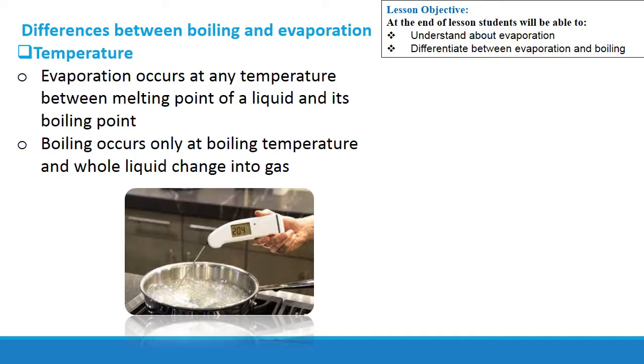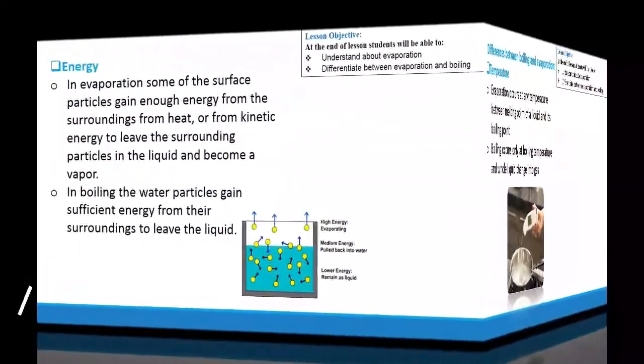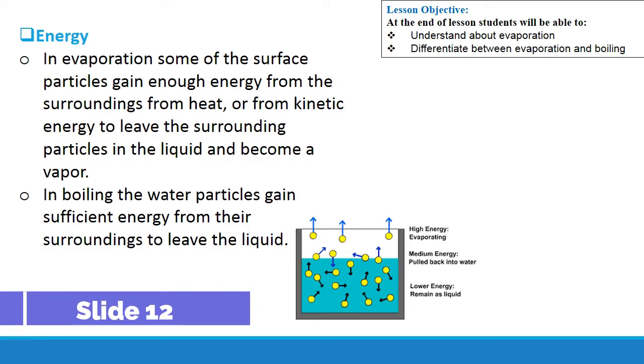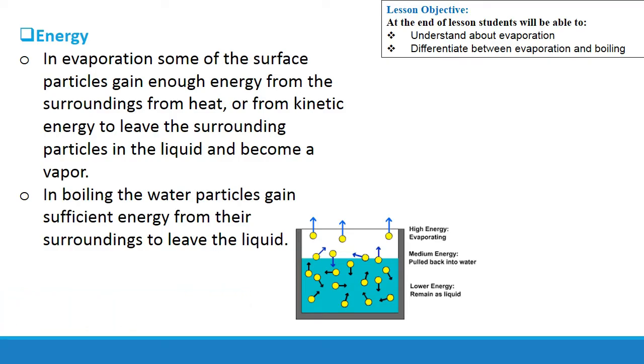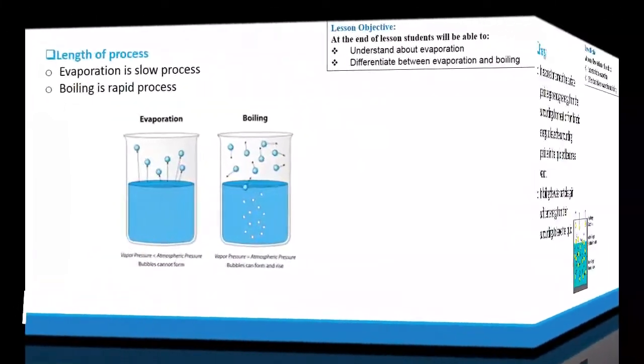Next, energy. In the case of evaporation, some of the surface particles gain enough energy from the surroundings, from heat or kinetic energy, to leave the other particles in the liquid and become a vapor. While in boiling, the water particles gain sufficient energy from their surroundings to leave the liquid. So on the basis of energy, you can differentiate between boiling and evaporation. And the third one is the length of process.